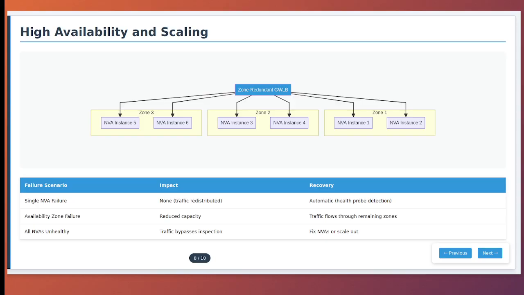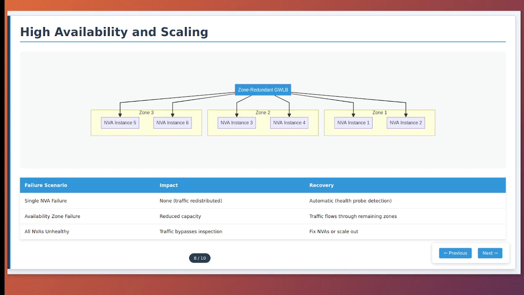Health monitoring goes beyond basic probes. While the GWLB health probe ensures basic connectivity, you should implement comprehensive monitoring of your NVAs. Use Azure Monitor to track metrics like throughput, connection count, and resource utilization. Set up alerts for anomalies that might indicate problems before they impact availability.